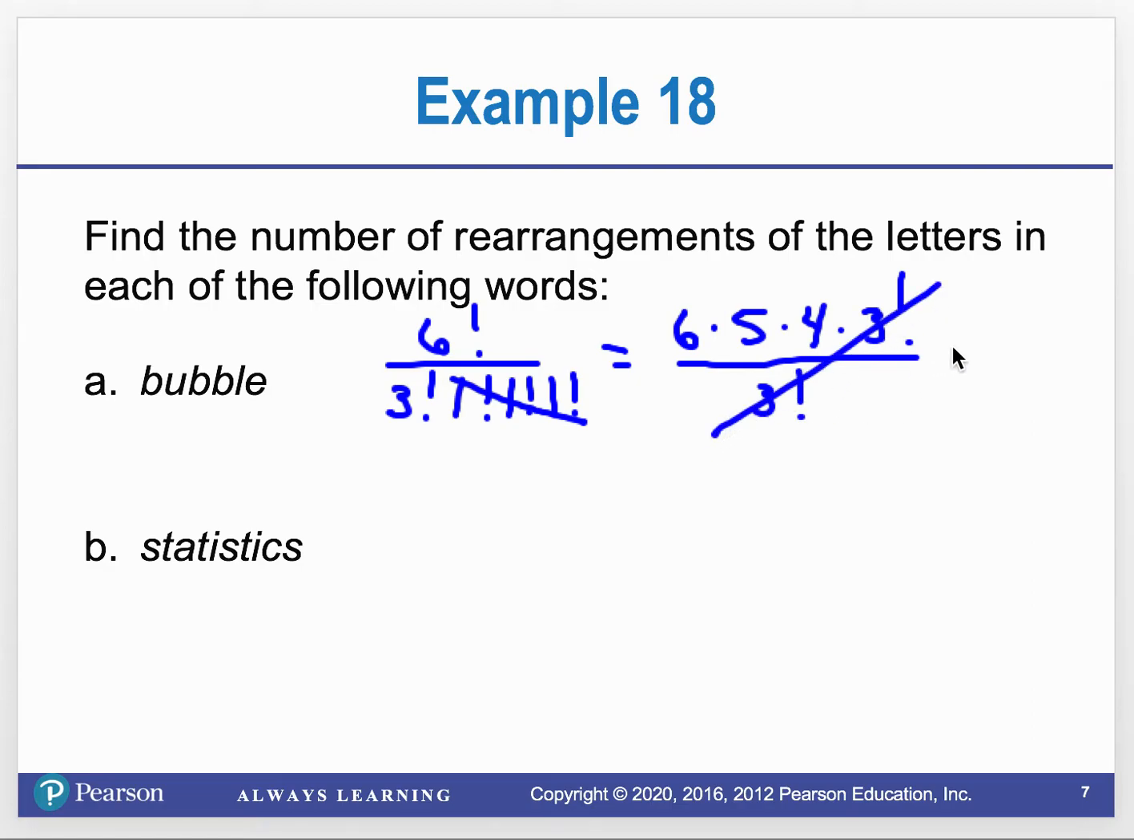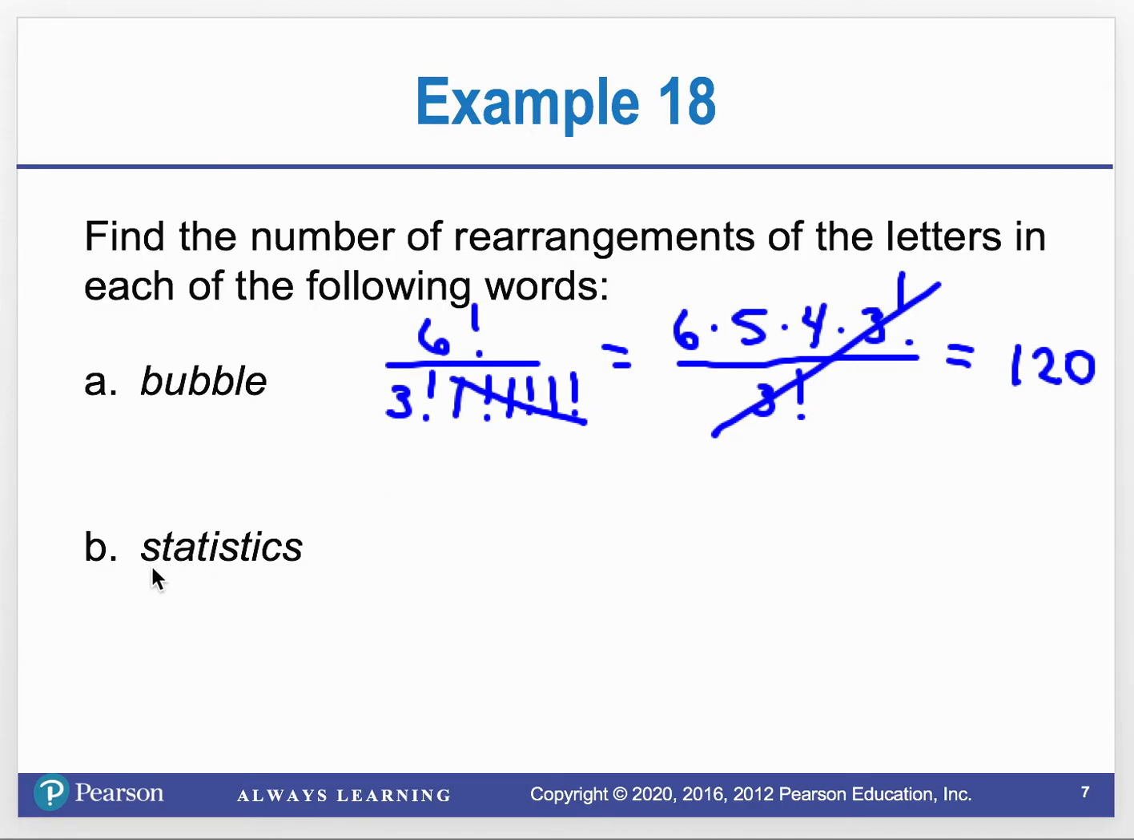So really on my calculator, all I need to do is 6 times 5 times 4. Or maybe I can see that this is 6 times 20. I don't even have to pull out my calculator, much less punch a ton of buttons. All right, let's try that again.